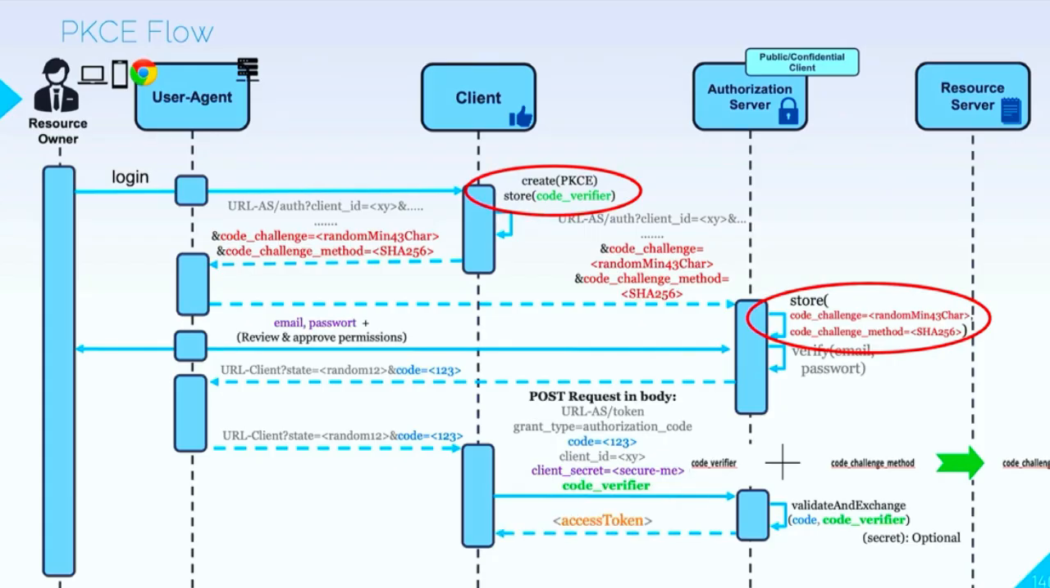If everything checks out, the authorization server responds with an access token and possibly a refresh token, depending on the server's configuration. Finally, the client uses the access token to request resources from the resource server on behalf of the resource owner. The resource server validates the access token and, if valid, returns the requested resources to the client, completing the process.